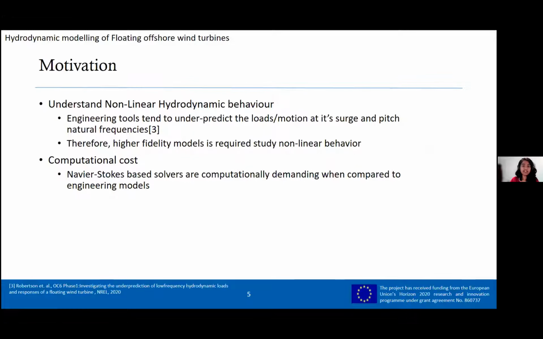Therefore, there have been a series of code-to-code comparison projects conducted by IEA Task 30. One such project, OC5, has revealed that some of these tools tend to underpredict the hydrodynamic loads and motion, mainly at the low frequency ranges, which will affect the surge and pitch motions due to their natural frequency lying in that region. Therefore, to understand this nonlinear hydrodynamic behavior, it is important to rely on CFD modeling. Now CFD models tend to be more computationally demanding, both in terms of time and resources, and hence the computational cost has to be tackled as well.